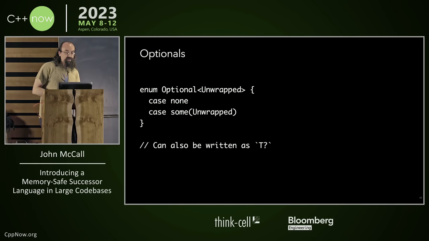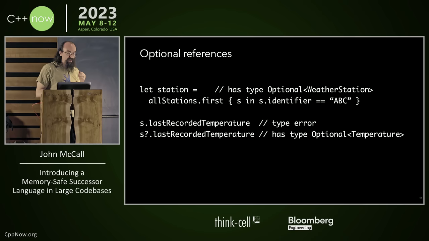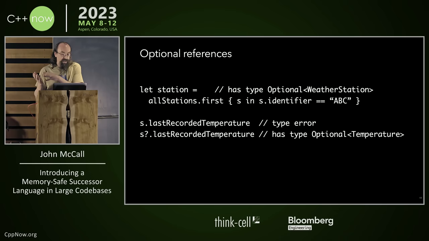I mentioned before that Swift has enum types. The most important enum type is optional, which represents that a value can be missing. Now, optional can be used with any type. You can have an optional int, but I want to bring special attention to the fact that it can be used with class types. That's because class types can't be null. If you want to have a nullable class reference, you have to explicitly have an optional class reference.